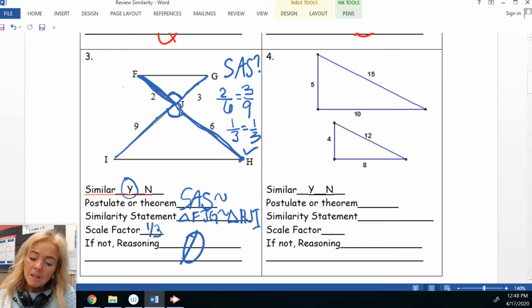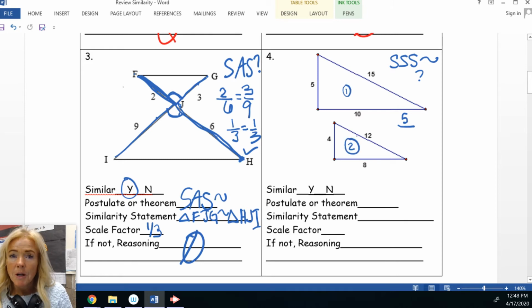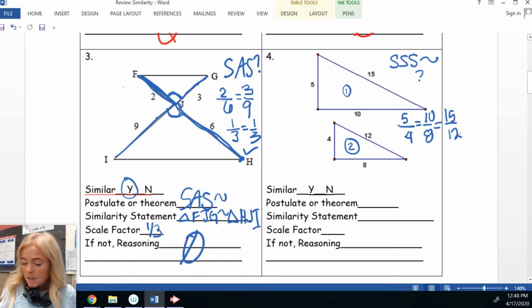All right, number 4, all we have are 3 sides. So we're going to have to try side, side, side similarity. That's the only one we can use here. So we'll need to check if the smaller 5, we're going big to small now, so this is our first triangle. We need to make sure it's always the side that we put on top. So 5 over 4 is equal to, and then we have to take our medium, which is 10, over the medium length side of the second triangle, 8, and make sure that's equal to the largest side, 15, over the largest side, 12.